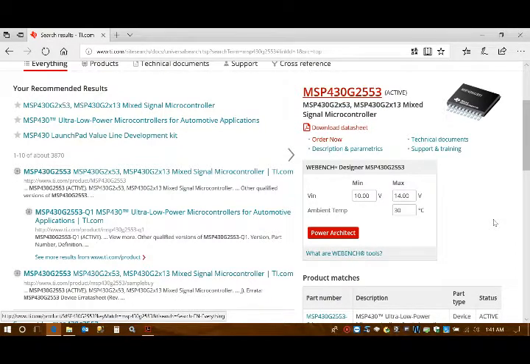Value line series means they have a mixture of all the peripherals that are required for a very basic development, and apart from that they cost very low, right? Now, one thing you must keep in mind is that you are developing a system that is based on a SRAM and a flash type of memory system. Well, what does that mean?